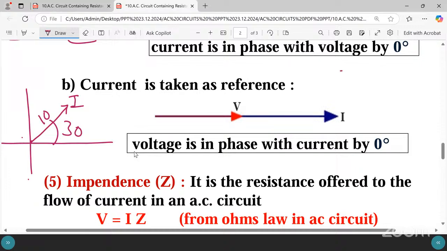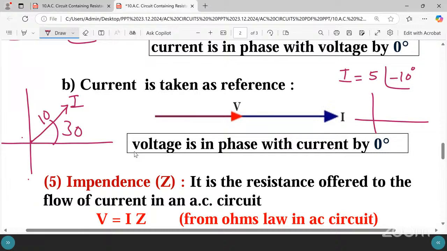I is equal to 5 at minus 10 degrees. Draw the phasor diagram. It is drawn on x and y axis. From the x-axis, we should rotate the current.